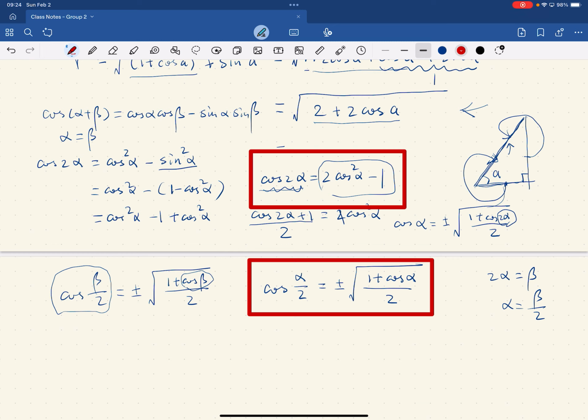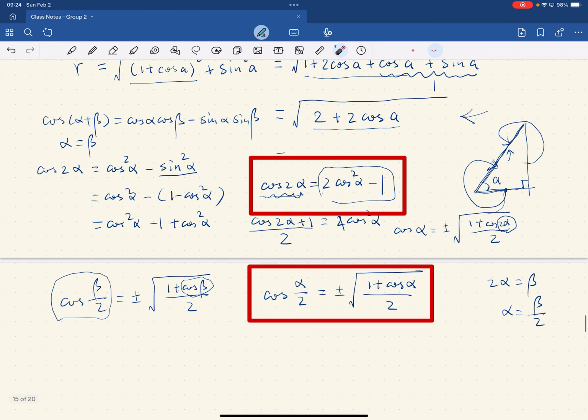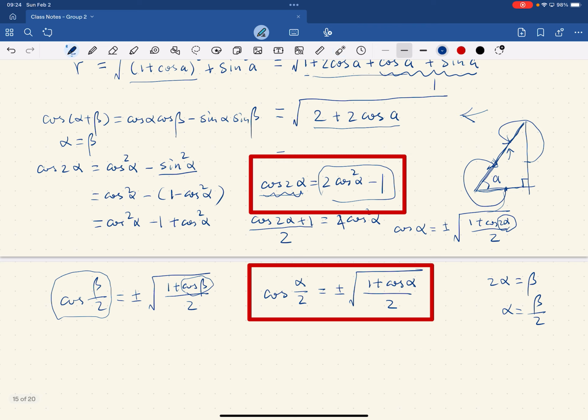Cosine alpha over 2 is still possible to be positive or negative, but if you compare this formula with what we got here, do they look like each other? Very much, right? They look very much like each other, this one and that one. So here's why I think they look like each other.